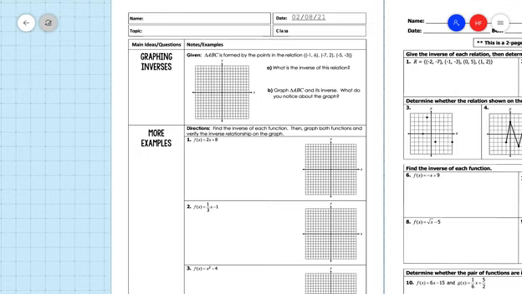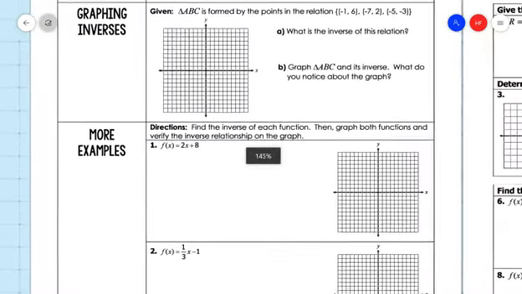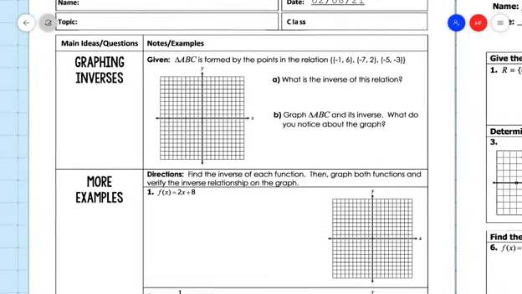So on this first one, we're given that the triangle ABC is formed by the points in the relation (-1, 6), (-7, 2), and (-5, -3). What is the inverse of this relation? So remember, when we take the inverse of a set of points, we're flipping our x and our y values. So we have the points (6, -1), (2, -7), and (-3, -5).